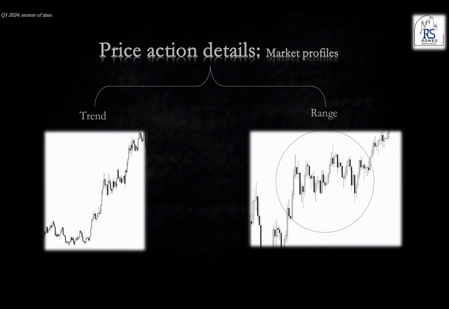How to identify whether we're trending or ranging. There's multiple ways. The way I use is highs and lows. So are we rejecting lows and breaking highs, or are we breaking lows and rejecting highs, bearish?